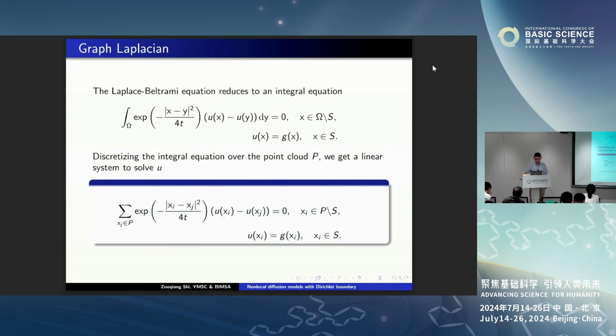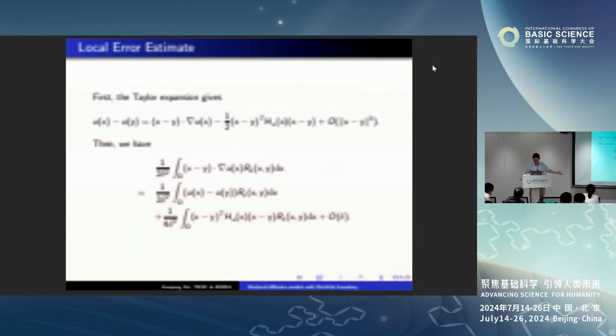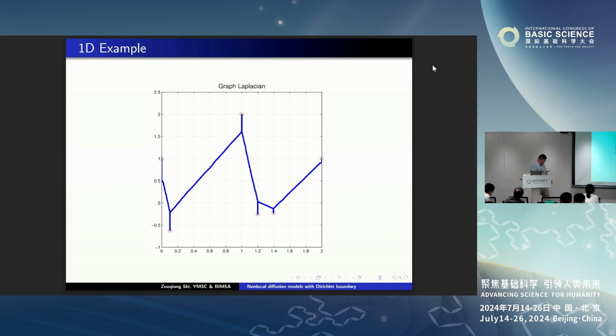Because in the graph Laplacian model, the boundary condition of the labeled value is not correctly imposed from the numerical PDE point of view. Yes, we have one example. This is the 1D toy example. If we use graph Laplacian to compute, there are some jumps at the labeled points.